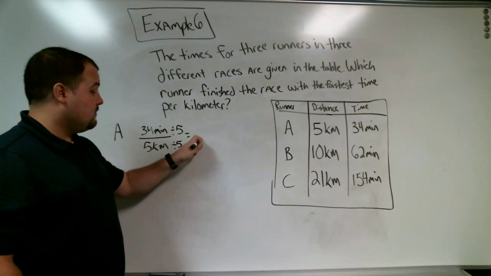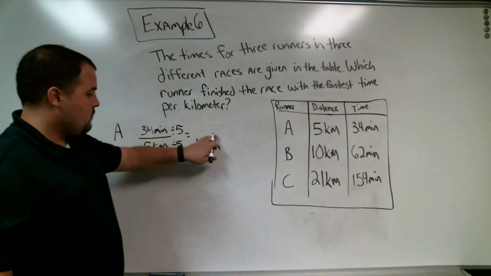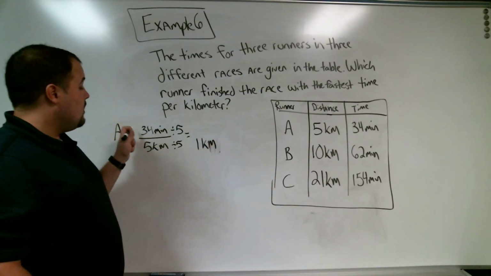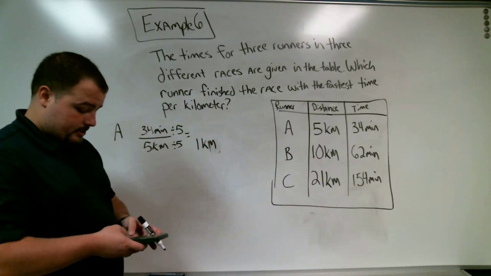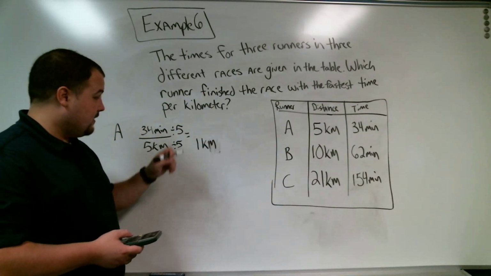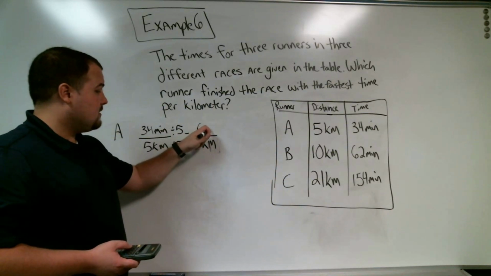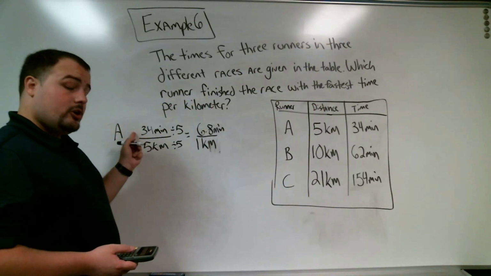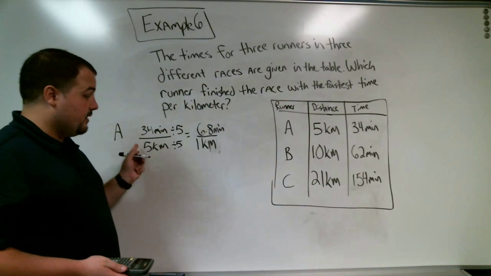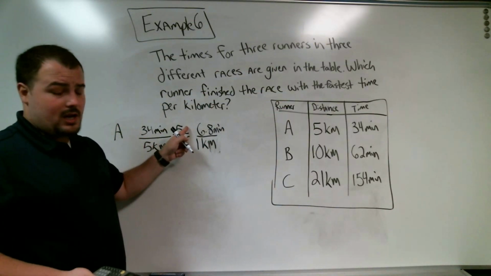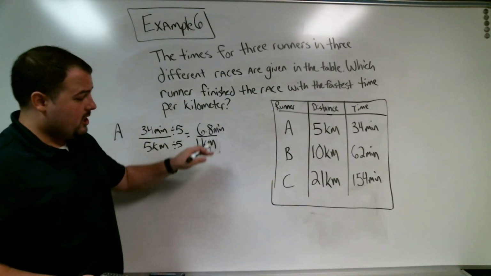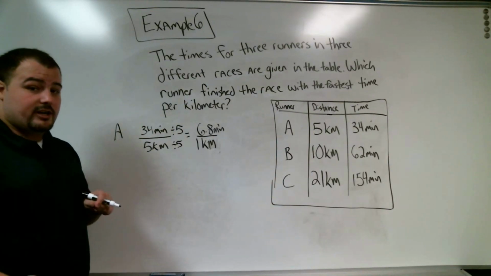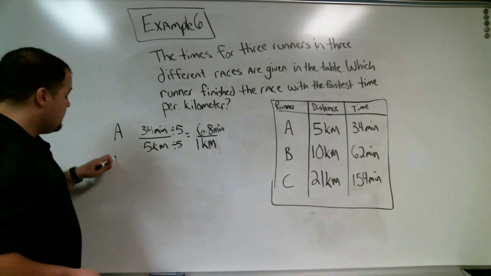5 divided by 5 goes to 1, so 1 kilometer. And 34 divided by 5, I'm going to type that in the calculator, 34 divided by 5, and I'm going to get 6.8. So I'm going to keep the label the same. If a runner goes 34 minutes and they go 5 kilometers, they're really doing 6.8 minutes for 1 kilometer. So I now know the speed for this runner per kilometer. We have to look at all the other ones to figure out which one's the fastest.